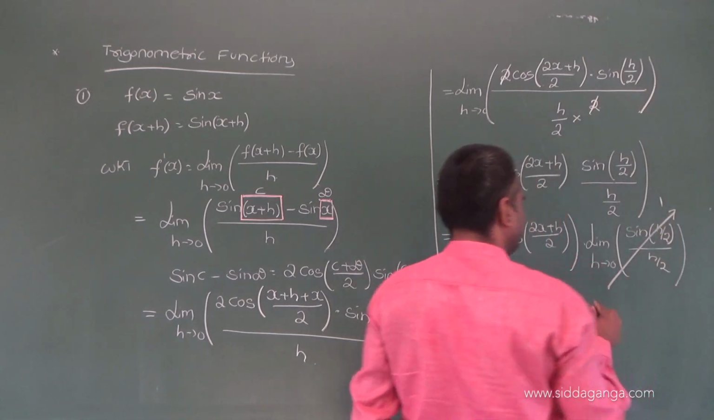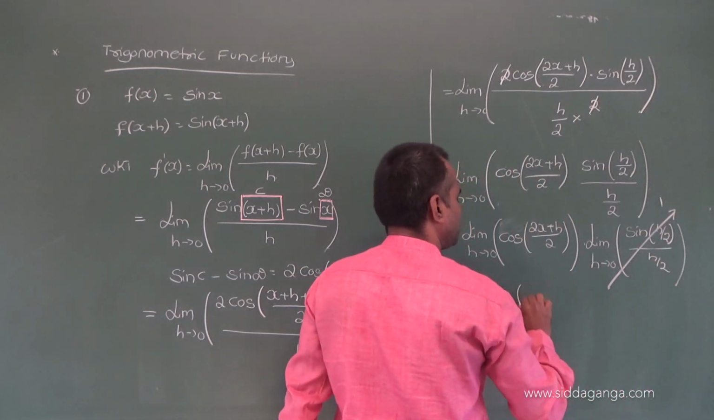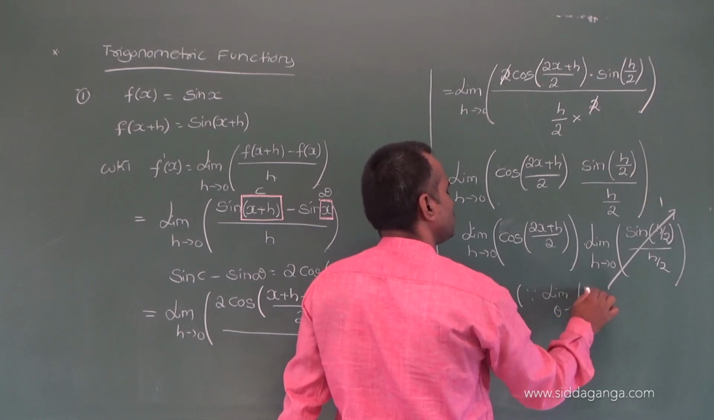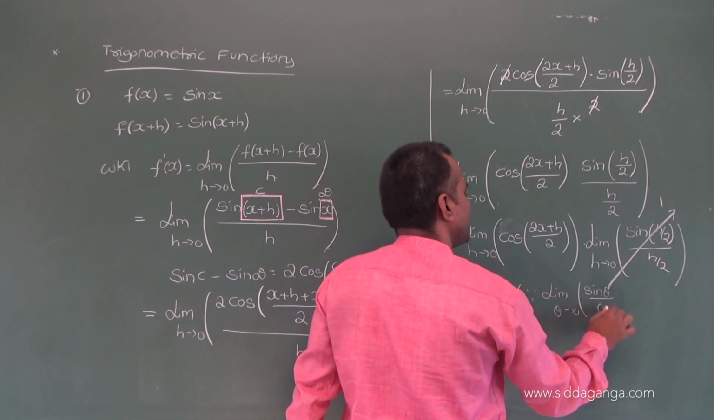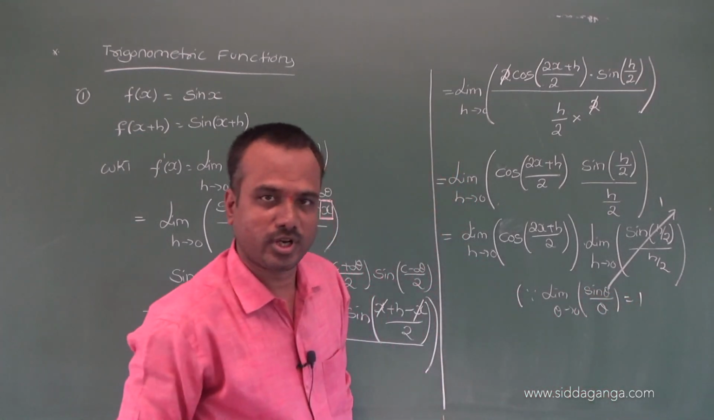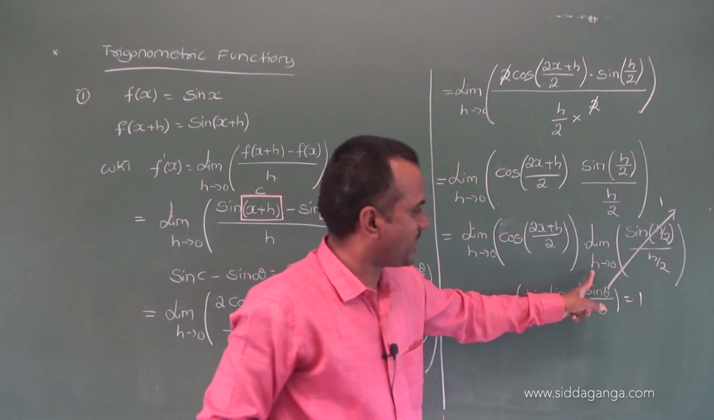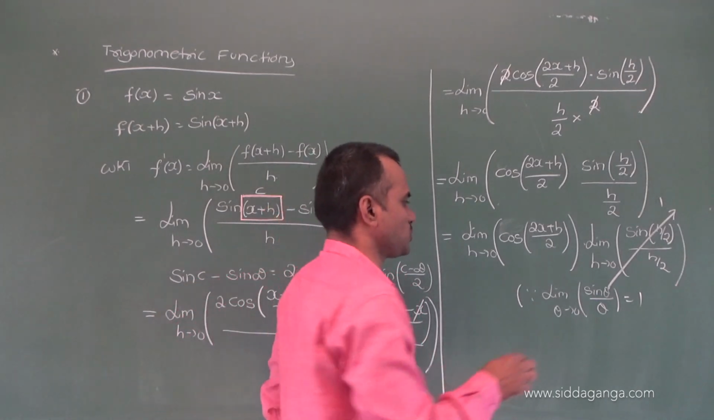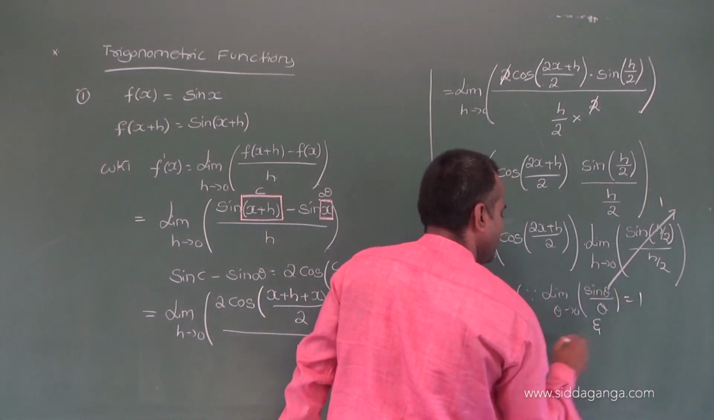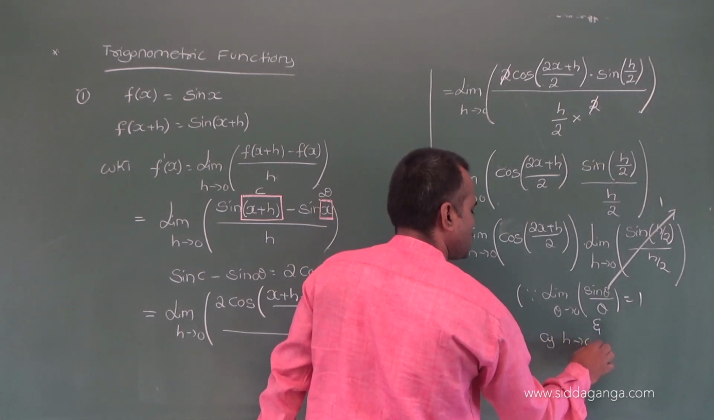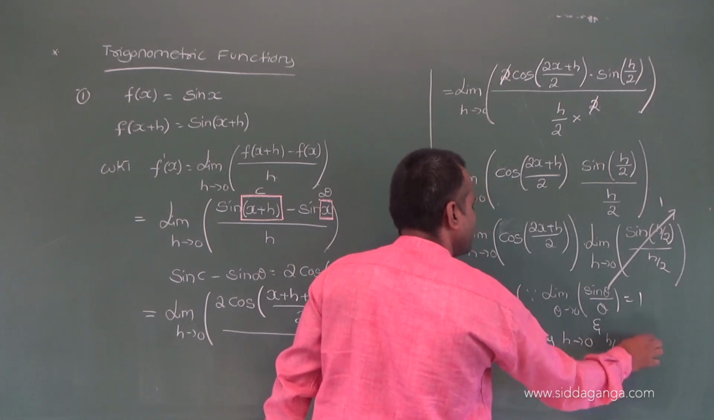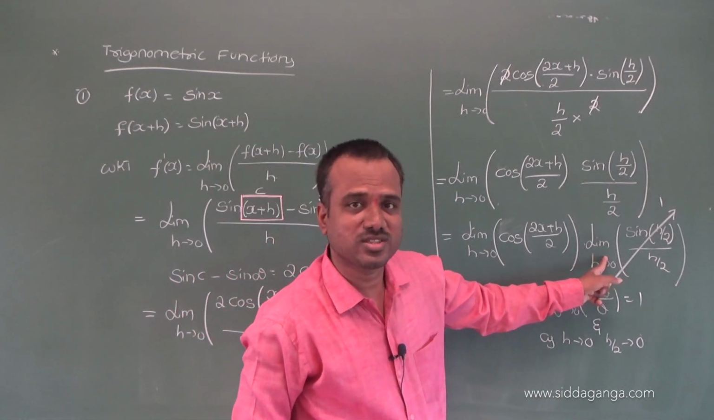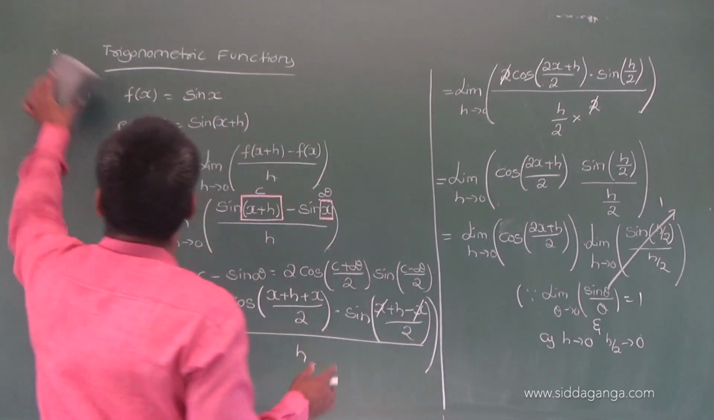Since limit theta tends to 0, sin theta divided by theta is equal to 1. Correct? Here it is h by 2, h by 2. As h tends to 0, no doubt h by 2 also tends to 0. That's why this is 1. Okay, fine. Next.